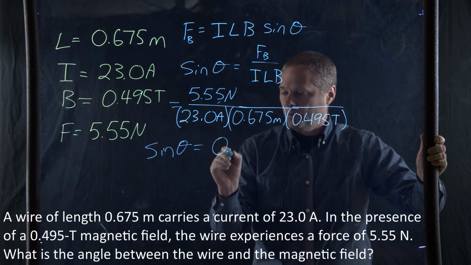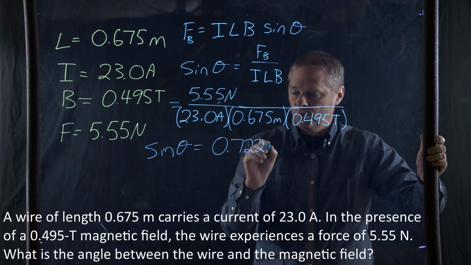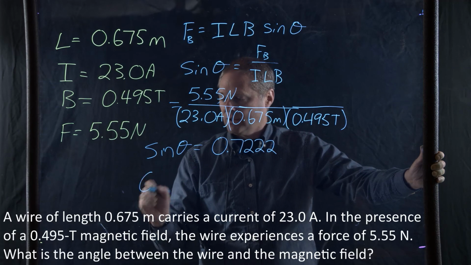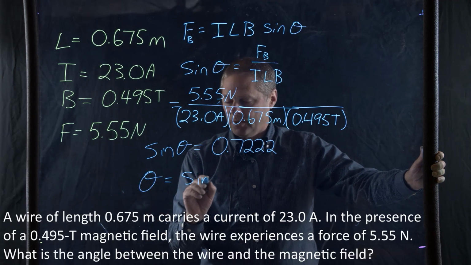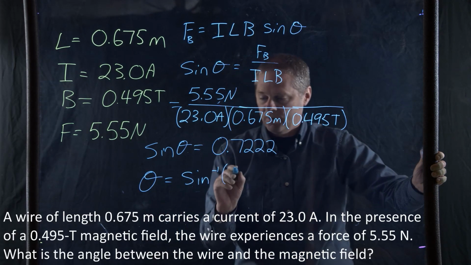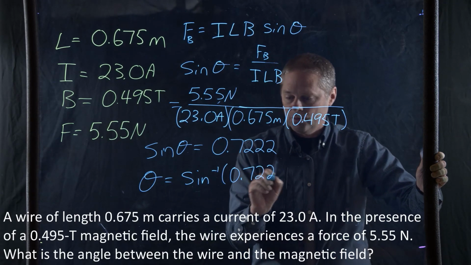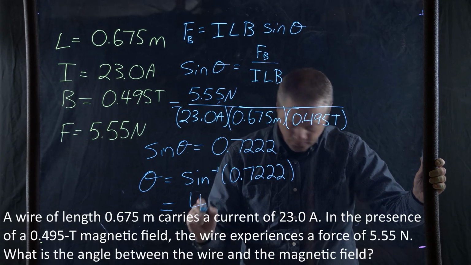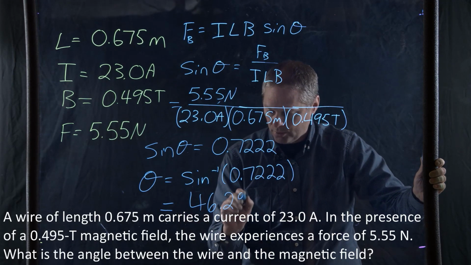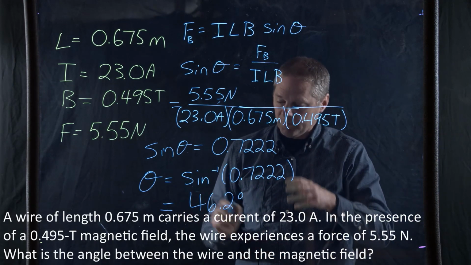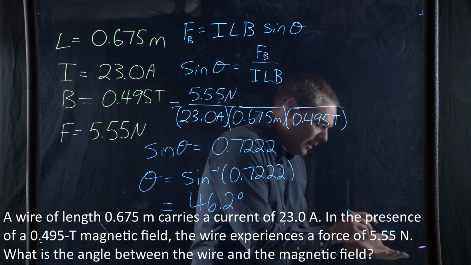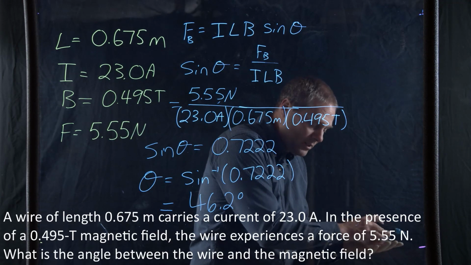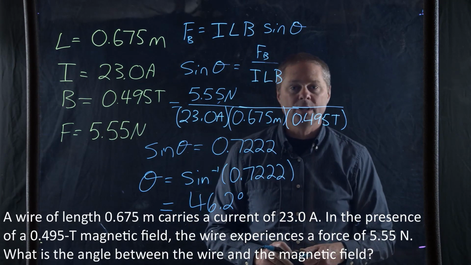All right? We go through and do this arithmetic, we find out that the sine of theta is equal to 0.7222. All right? We do the inverse, so our theta is equal to the inverse sine of 0.7222, and that is equal to 46.2 degrees. So the angle between the B field and the charge, or the current, is going to be 46.2 degrees. Okay?